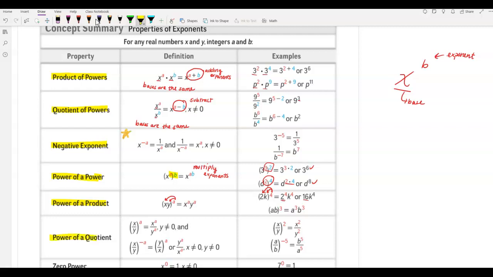Now we have power of a quotient. Once again, it's in parentheses. That power is going to get distributed to everything. So a goes to x and a goes to y. And if it's negative, you actually just end up flipping the fraction inside your parentheses, and once again distributing that exponent to both the numerator and the denominator. So here we have quantity x divided by y, all to the second power. So we distribute that 2 to both the x and the y, and we get x squared over y squared.